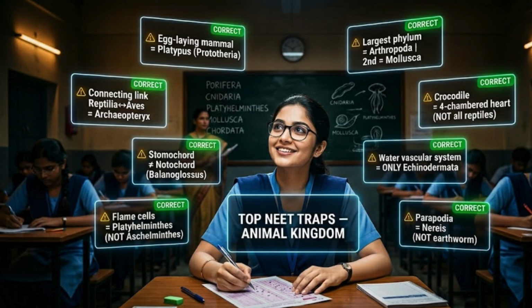5. Arthropoda is the largest phylum. Mollusca is second. 6. Water vascular system belongs exclusively to Echinodermata. 7. Flame cells are in Platyhelminthes, not Aschelminthes. Don't confuse them. 8. Parapodia are in Nereis, not in earthworm. Lock these 8 in, and you've just protected yourself from at least 2 to 3 marks.